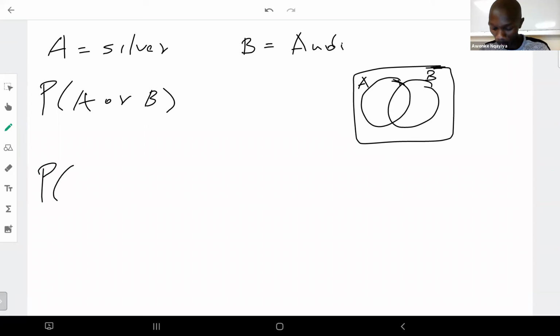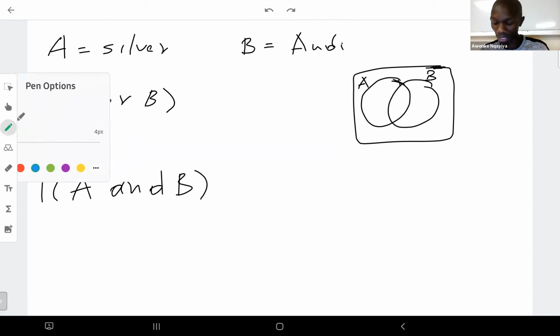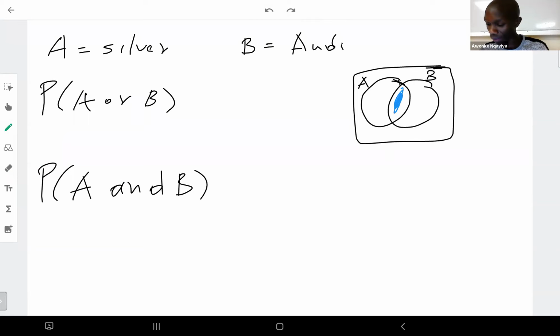That is when we talk about the probability of A and the probability of B. That is what we mean about probability of A and B. That means your condition now is very strict. You want your car to be an Audi and you want it to be silver. So when we check that in a scenario of a Venn diagram, it has to be that intersection over there. That A and B over there, I think that color is blue. So that is what we mean about probability of A and B.